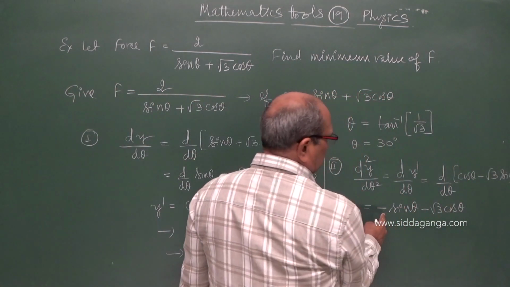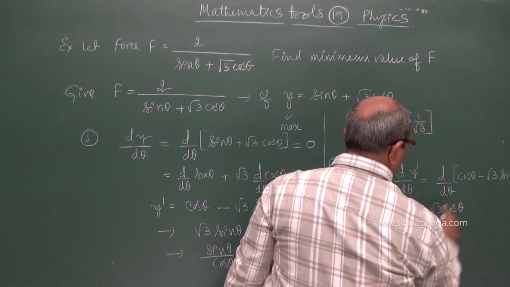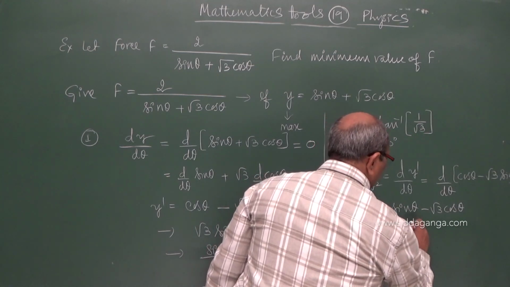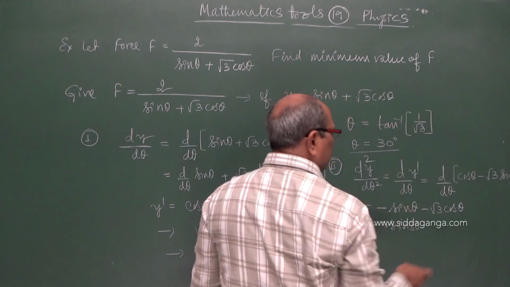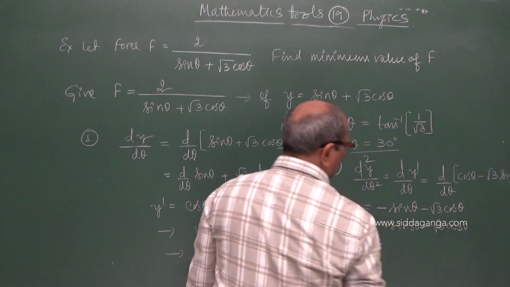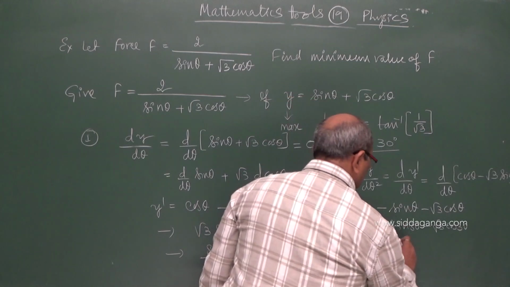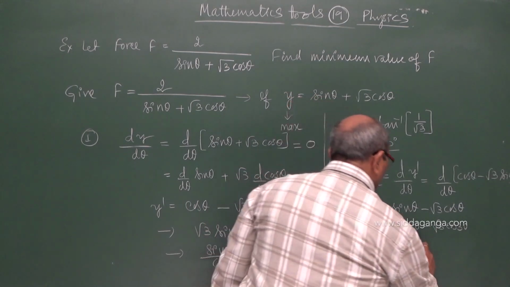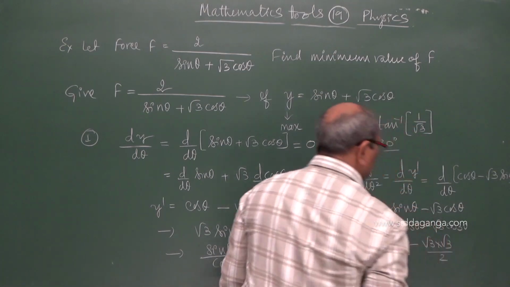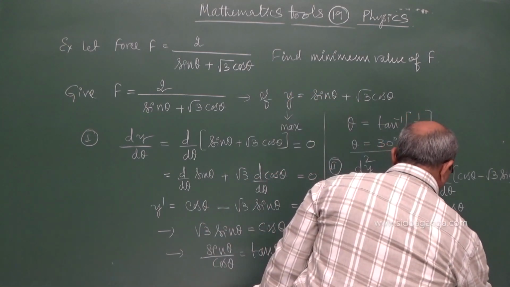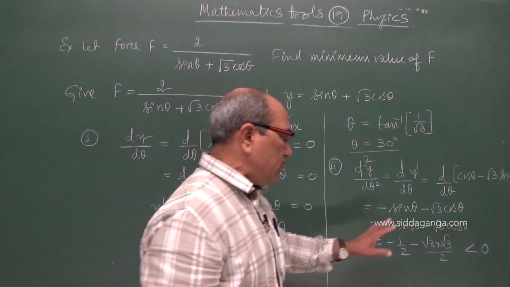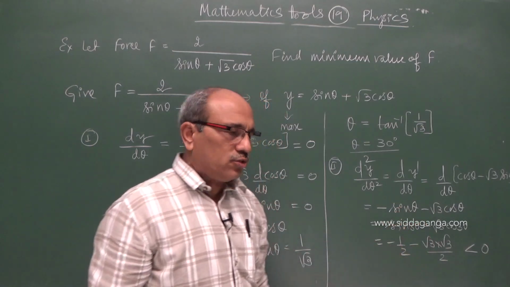Derivative of cos theta is minus sin theta. Derivative of sin theta is minus root 3 cos theta. Minus sin 30, this value I am substituting, minus root 3 cos 30. What you will get is minus sin 30 is minus half, cos 30 is root 3 by 2, so root 3 into root 3 by 2. So both are negative, which means it is less than 0. I am not simplifying because our aim is to find whether it is less than 0 or greater than 0.